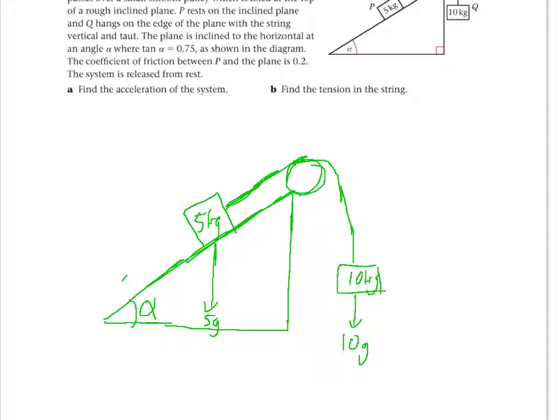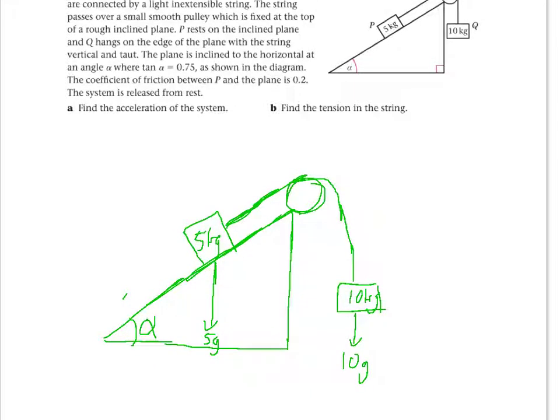Also, as we're looking at particle P and Q, P, remember, is on a plane. So the plane must give a normal reaction to the particle. And remember, it's always perpendicular to the plane. So the normal reaction is off in this direction.